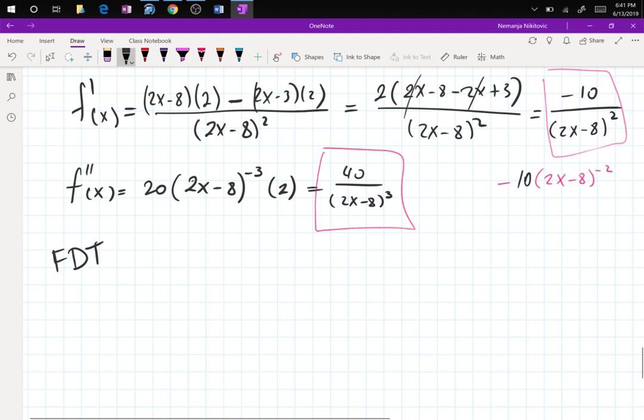First derivative test. How about I give you 20 seconds? Go.